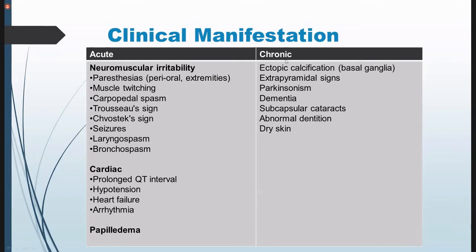However, the chronic manifestation includes ectopic calcification, especially in the basal ganglia. So if you get a case of hypocalcemia where you are suspecting a genetic or hereditary condition, you can order an MRI of the brain, or a CT scan of the brain rather, where you can find basal ganglia calcification. And because basal ganglia are affected, there can be extrapyramidal signs, Parkinsonism, dementia, and subcapsular cataracts because calcium can be deposited there, and abnormal dentition and dry skin.